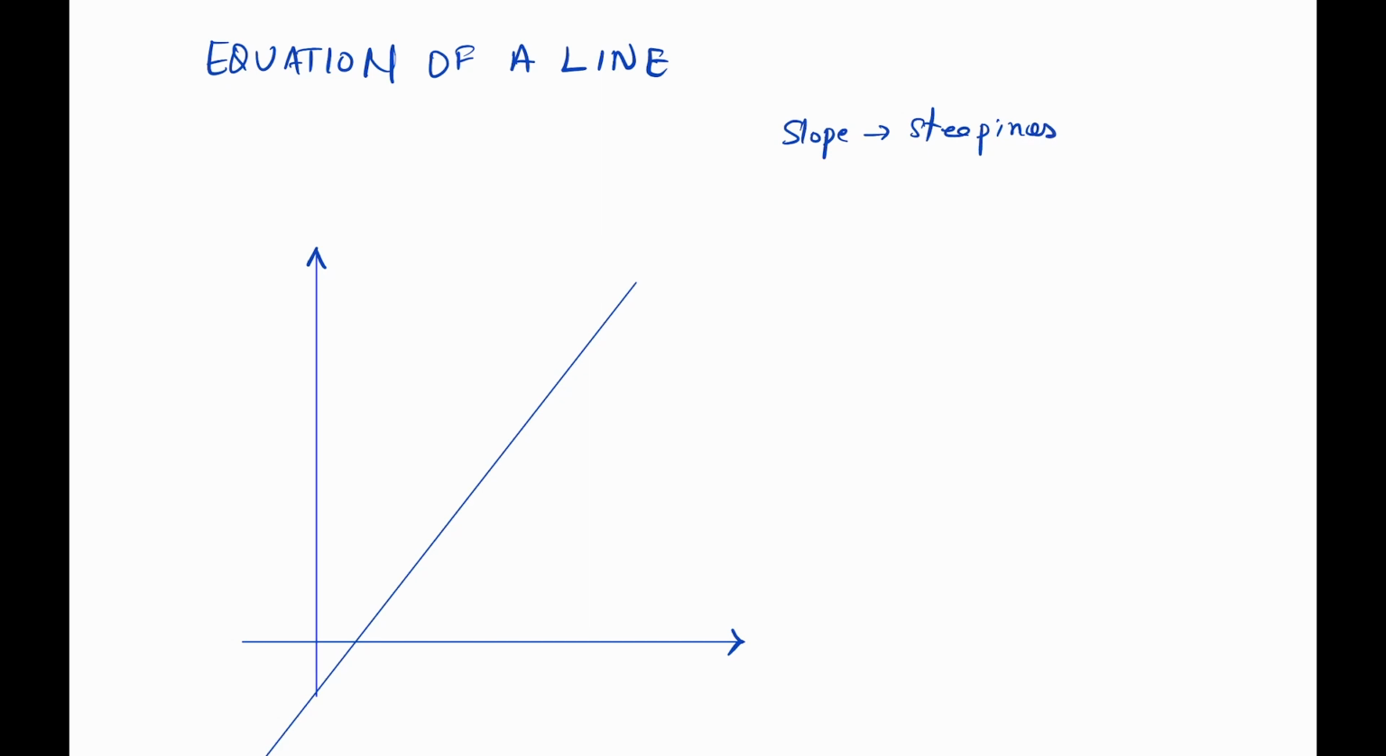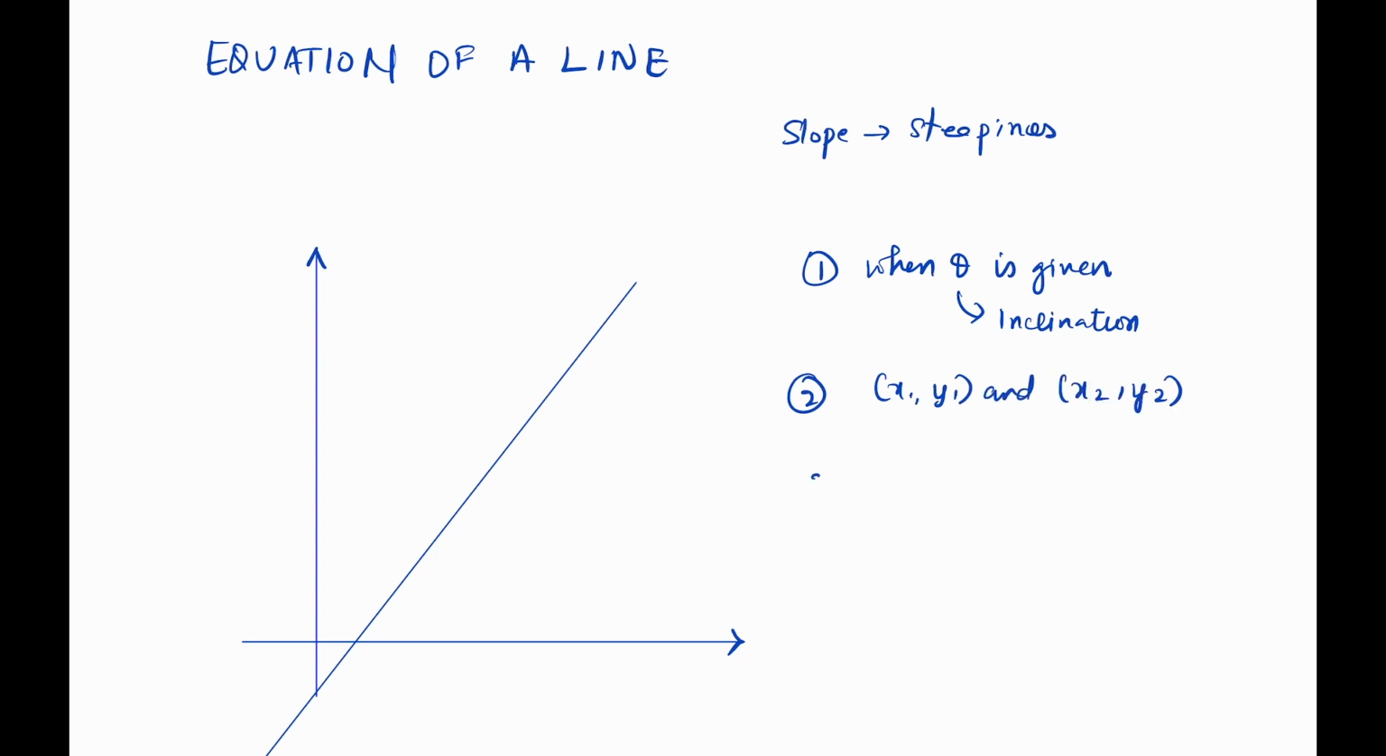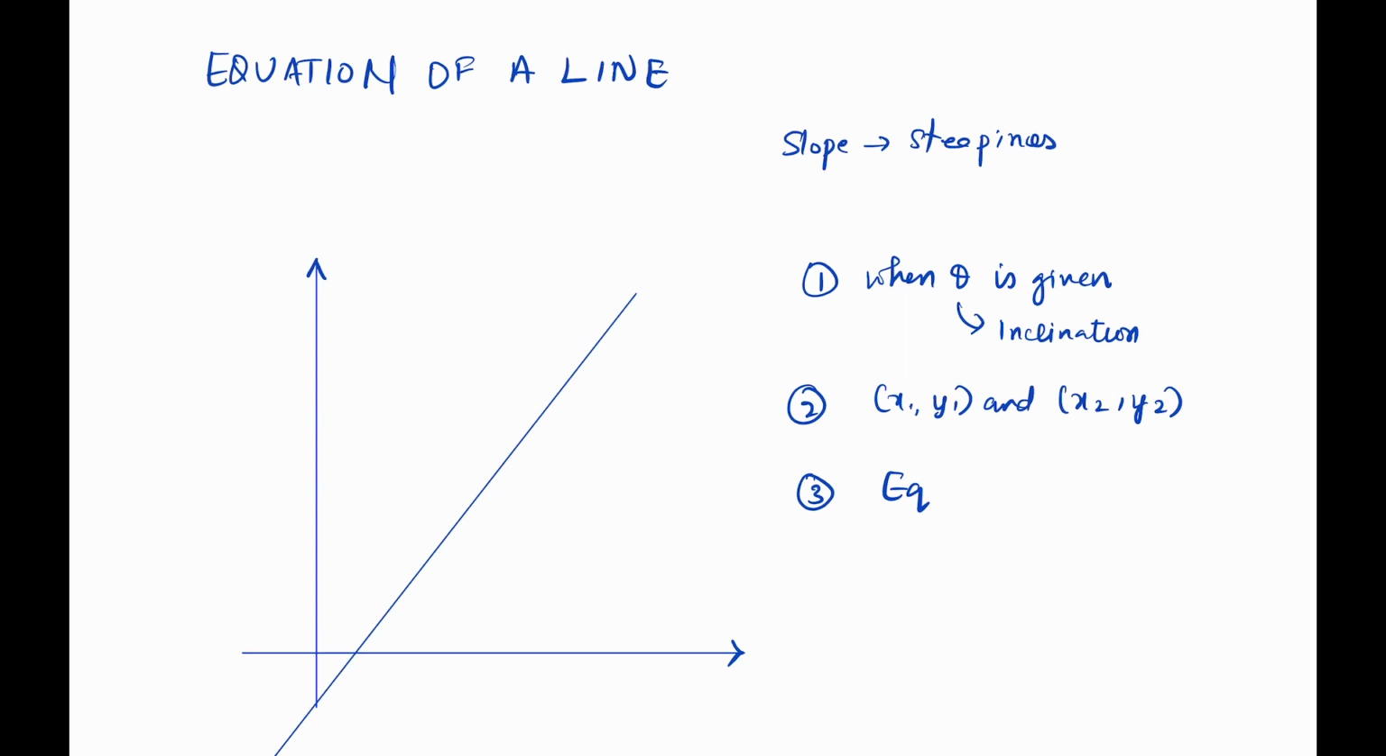So there are three ways of finding slope. The first way is when theta is given. Theta will be referred to as inclination. The second one is when two coordinates are given. And the third one is when an equation is given. So let's go through each type.